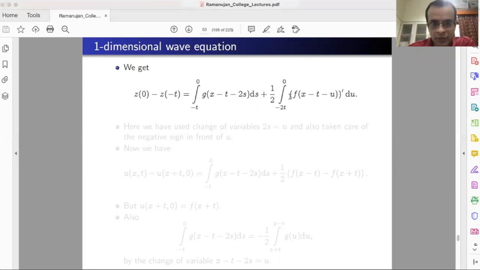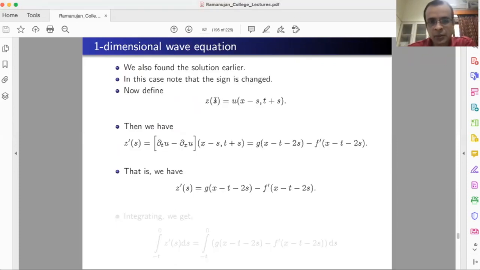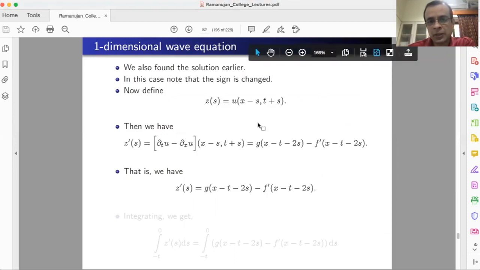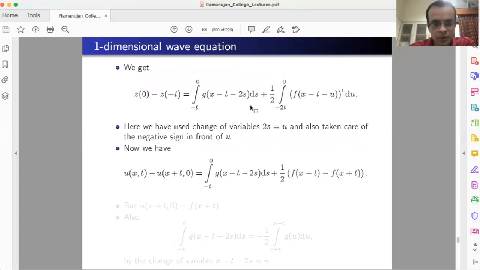Okay, so let's see what is z of minus t. So z of minus t is going to be, t plus minus t, that part goes, and then I get u of x plus t comma 0, and then I have minus the integral from minus t to 0 of g of x minus t minus 2s ds, and here I can apply the fundamental theorem of calculus. I get half of f of x minus t minus f of x plus t. Okay, but you see that u of x plus t comma 0, so the initial value, is actually f of x plus t. So I get u of x plus t comma 0 is equal to f of x plus t. So therefore I have that part there as well. So I get this f of x plus t.